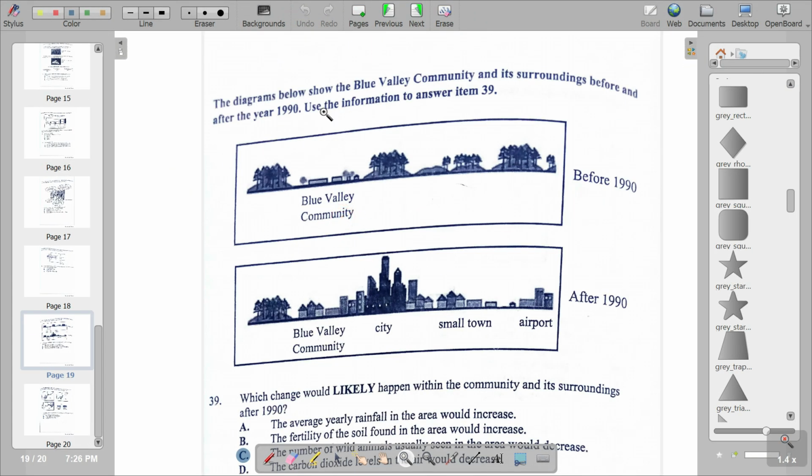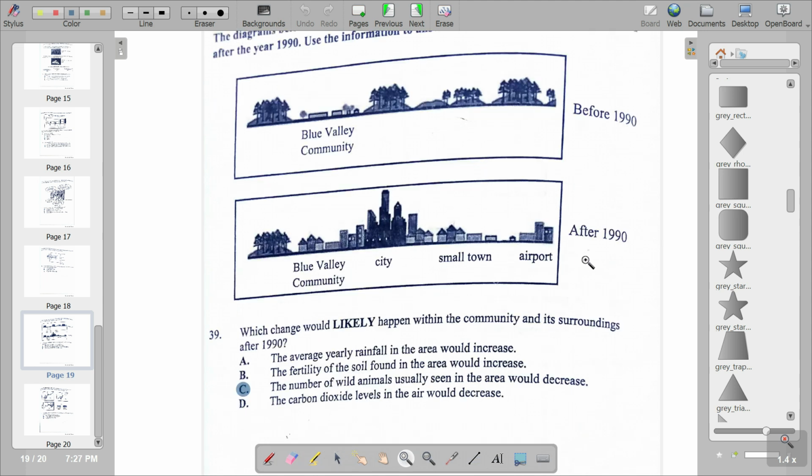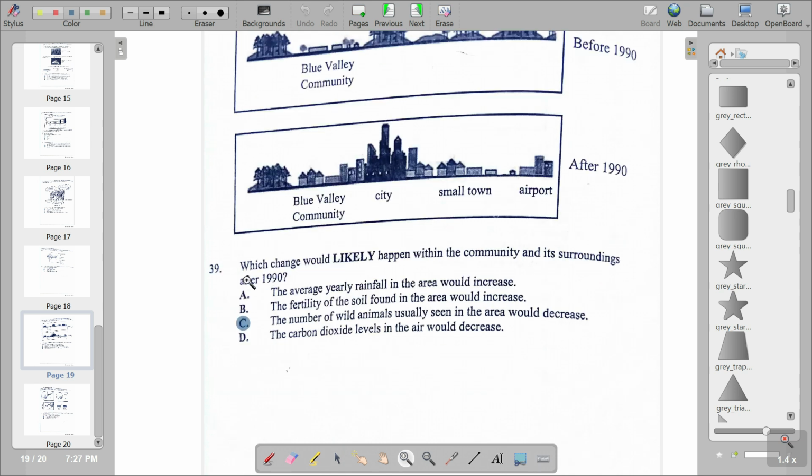This is 39. The diagrams below show the Blue Valley community and its surroundings before and after the year 1990. Use the information to answer item 39. So this is Blue Valley community before 1990. It looked like a little country area. Then all of a sudden, after 1990, look at this. You have tall buildings, skyscrapers, an airport, a small town city. Wow, that was quick. So 39, which change would likely happen within the community and its surroundings after 1990?